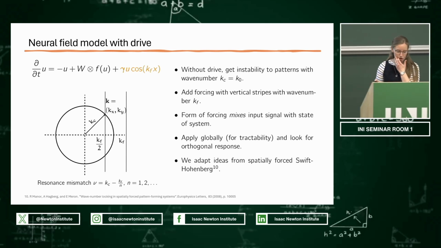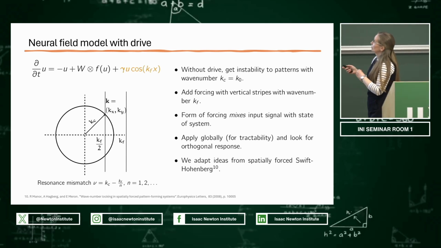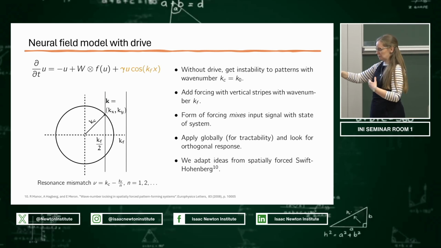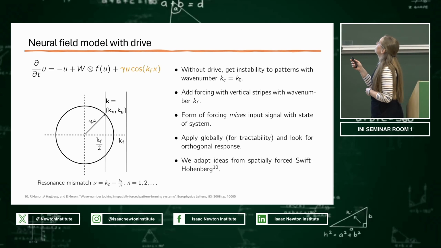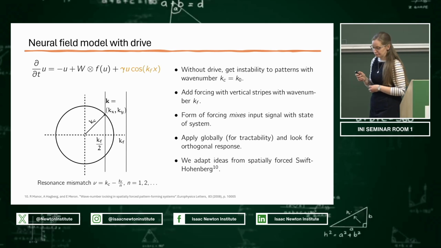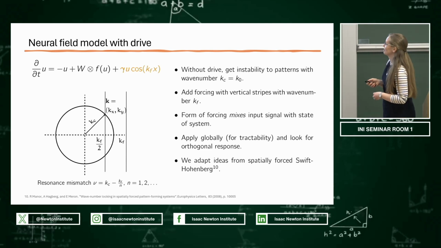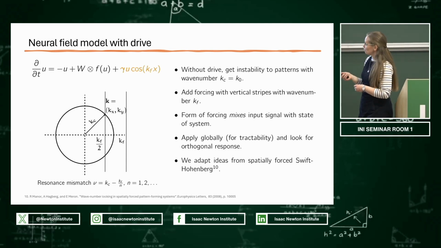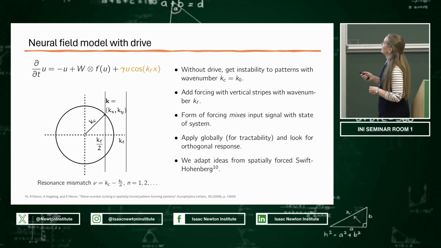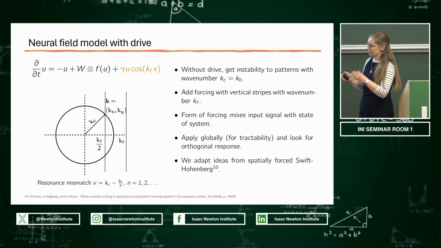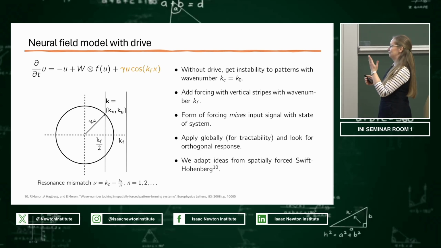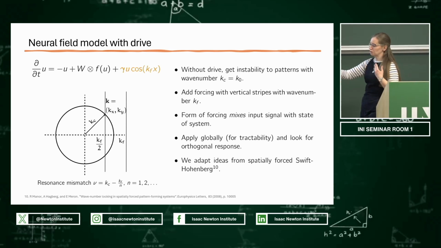Okay, so what kind of drive are we going to add? We're going to assume that without drive, we're at a bifurcation point where we would get instability to patterns with some wave number, say Kc or K0. They're the same thing. Okay, so we're going to add this forcing with some wave number Kf, and it's going to be in the form of vertical stripes.